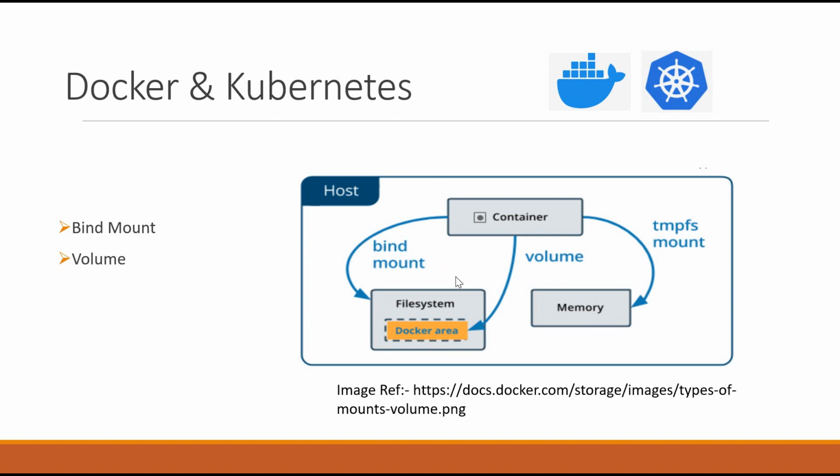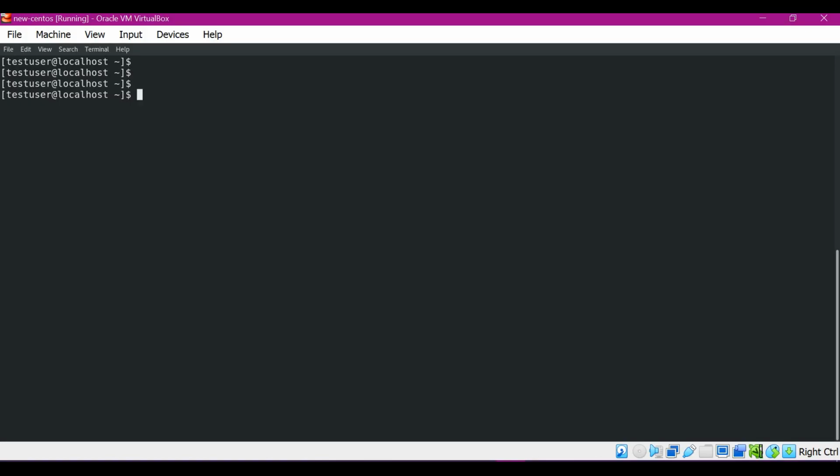Now let us see how this bind mount and volume are used to share the data between container and host. We also will see how the data will be persisted in the host machine even after the container is terminated. Let us start. Now let us start with bind mounts. So this is the Linux host. Here we will start some containers and we'll share some data from the host machine.